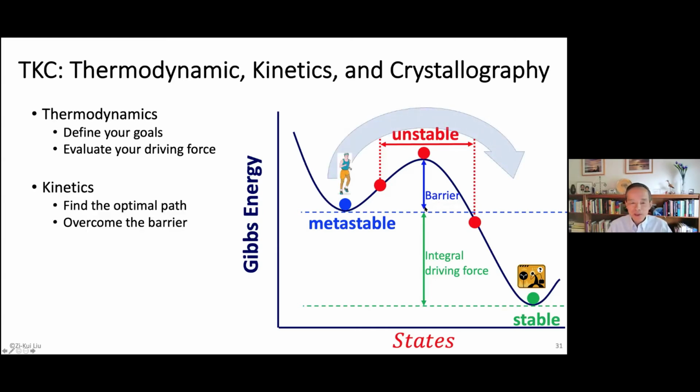So you have to find the best, optimal path to go over. You have to overcome the barrier. There's no process without a barrier. If there is no barrier, it's unstable already. That means you're at the top here already, right? There's no barrier, just flow down there.